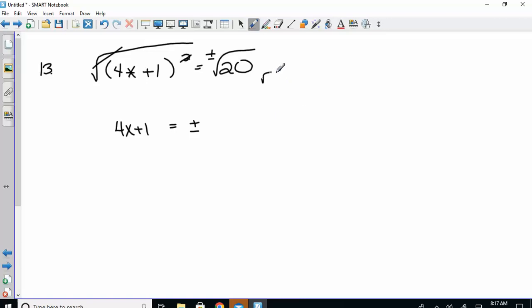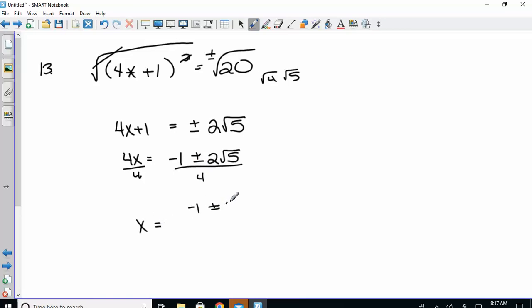How would you break apart 20? 4 times 5. So square root of 4 is 2, radical 5. So then I'm trying to get my x by itself, so we can subtract the 1. And then, a couple ways you could have your answer written. You could leave it as one big fraction. You could also split it apart and have it like that. Either of those answers is okay.